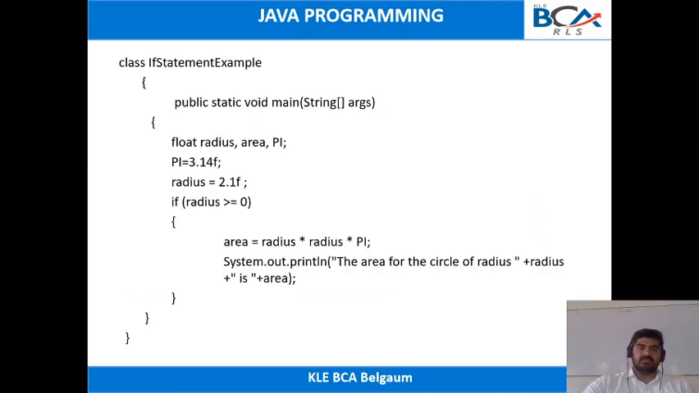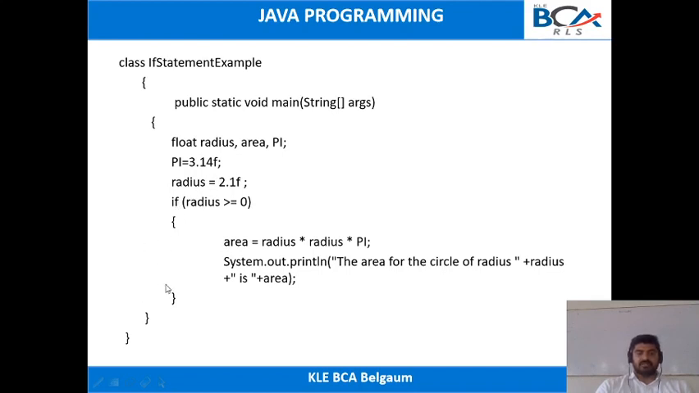So let's consider an example. Here we created a class, the name of the class is IfStatementExample. Here we are calculating the area of a circle. For that we require radius, area and the value of pi. So we declared all three variables as float. Next we assign the pi value as 3.14. Next radius equal to 2.1. We initially assigned some initial values.